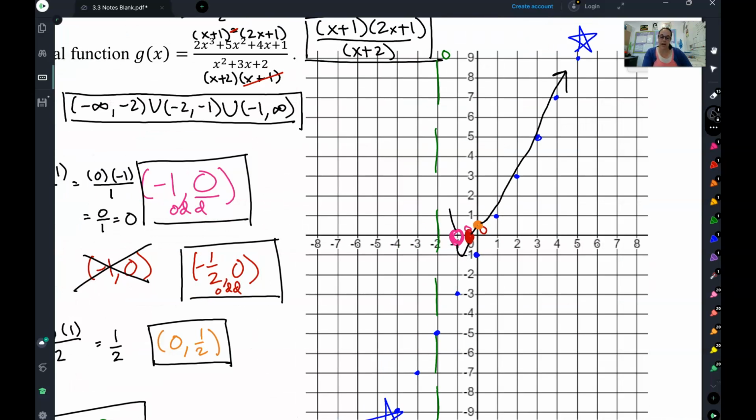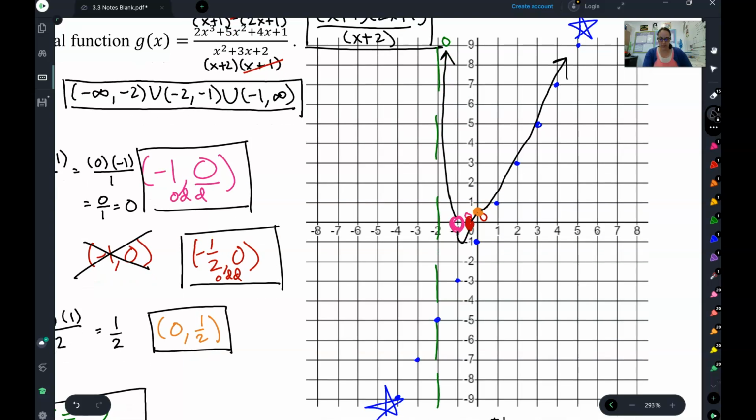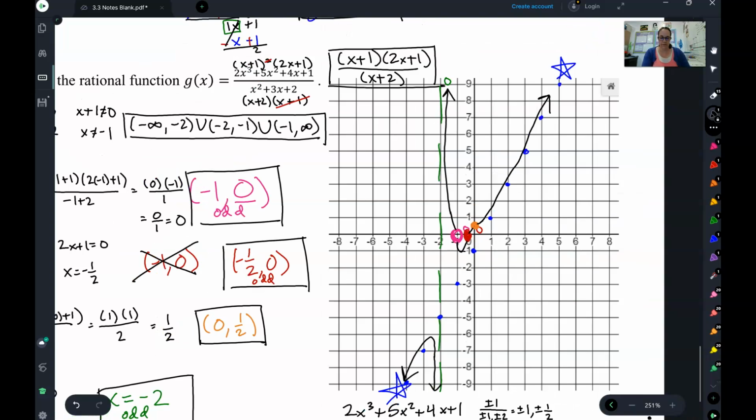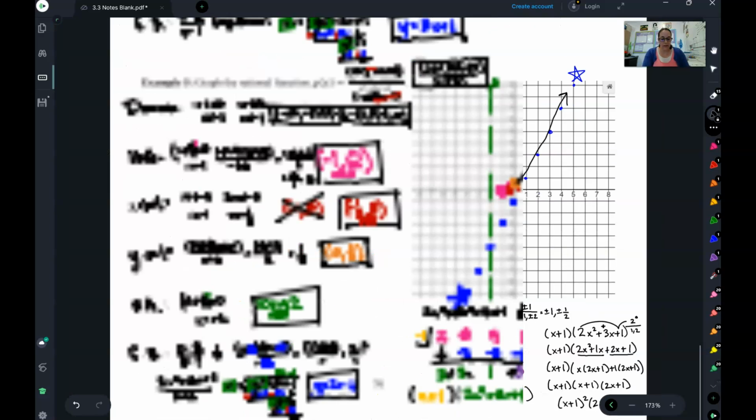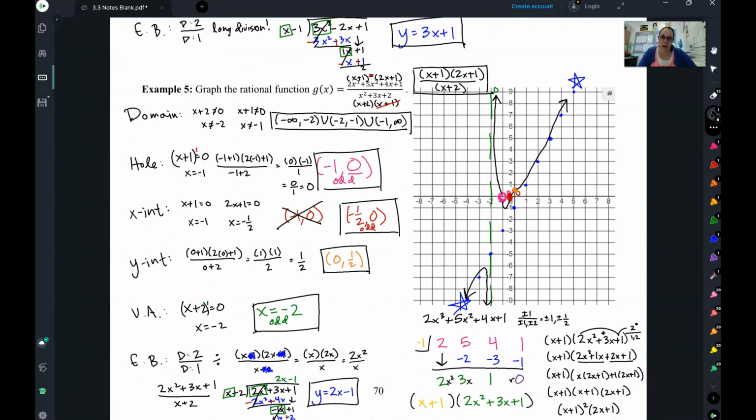Now I have this asymptote. I can't go down, or that would make another x-intercept, so I've got to go up. And it's odd, so if I'm up on one side, I'm down on the other side. And then there's nothing between this and my star, so I curve around to point to my star. And that right there is the hardest rational function that you should ever be asked to graph, but it really, really does have everything in it.